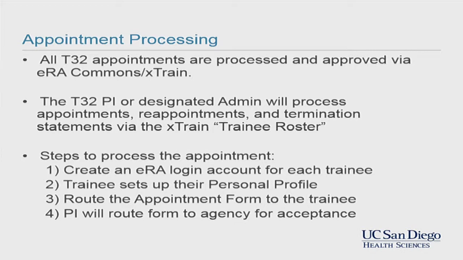The personal profile has, I believe, 5 or 6 different tabs, and you want to make sure, again, that the trainee knows that they need to complete all of those tabs. If you try to route the training appointment to them before everything is complete, it won't go through. Some things that are important but not necessarily noted are citizenship, their social security number, and ethnicity. Those should be completed before you can route the appointment form to the trainee.